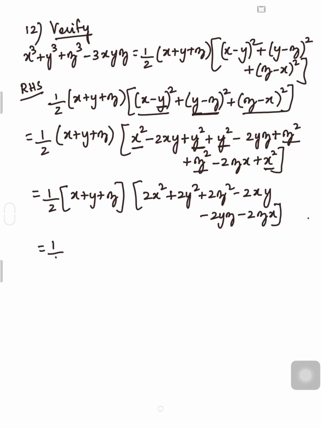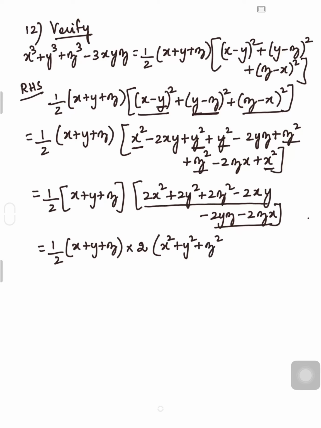So that is equal to half into x plus y plus z into, in all these terms there is something common. What is common? 2. So I am taking the 2 outside. So what is left out? X squared plus y squared plus z squared. So all the 2's have been taken out. So minus xy minus yz minus zx. All these 2's have been taken common outside.